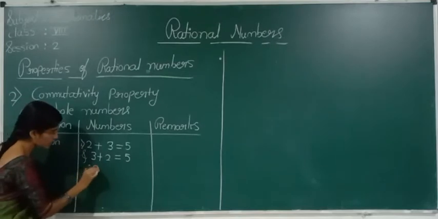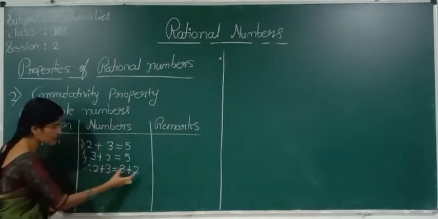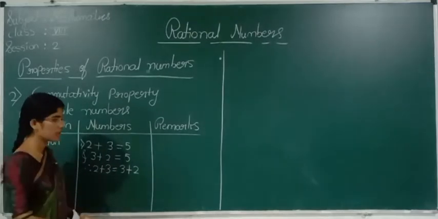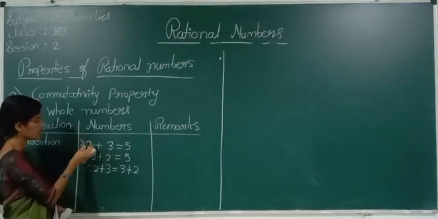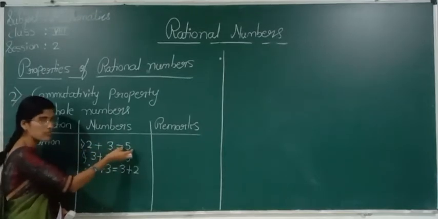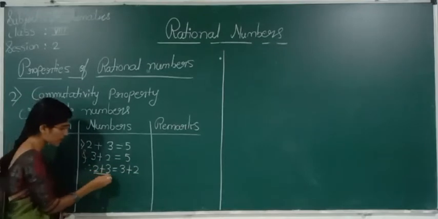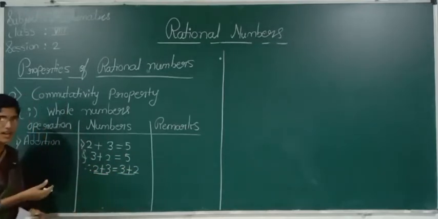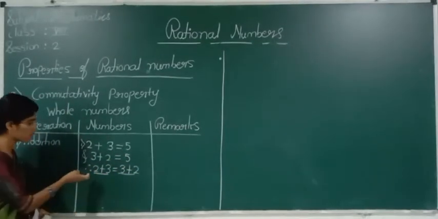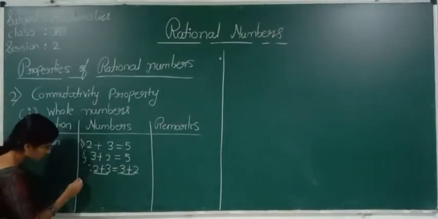Therefore, what we can tell? 2 plus 3 is equal to 3 plus 2. The answer we are getting is the same. If you take two whole numbers 2 and 3 and perform addition, 2 plus 3 is 5, 3 plus 2 is 5, right? If you change the order, we are getting the same answer. 2 plus 3 is equal to 3 plus 2. So we can take one more.